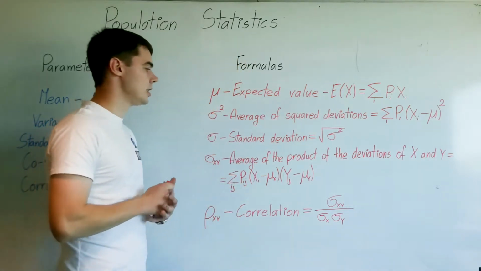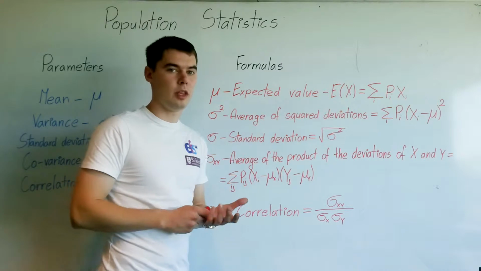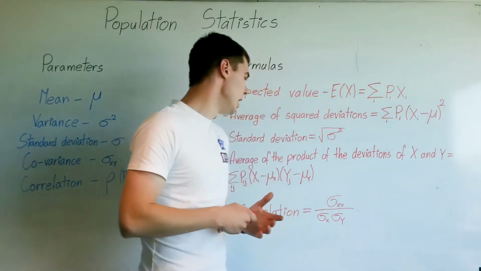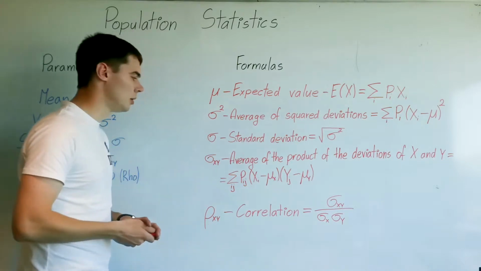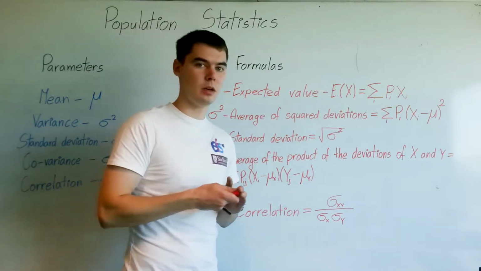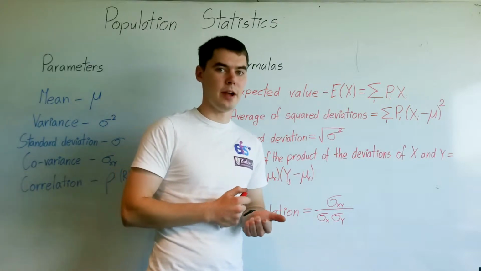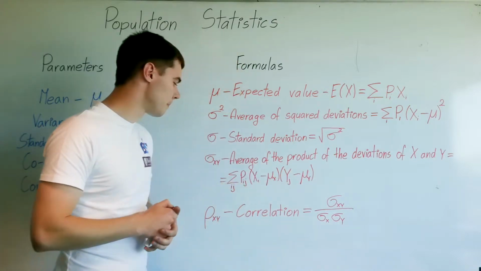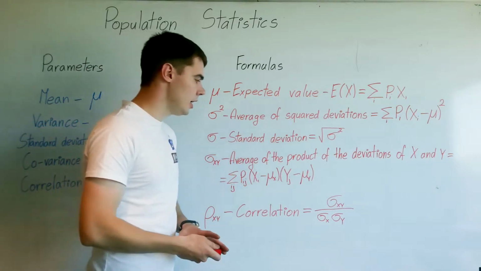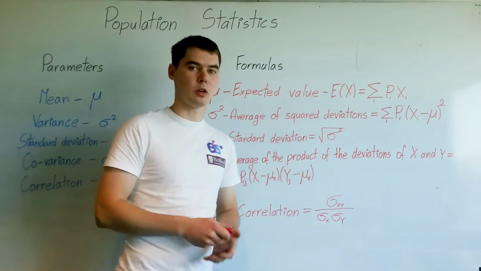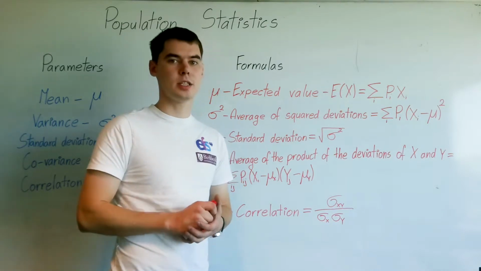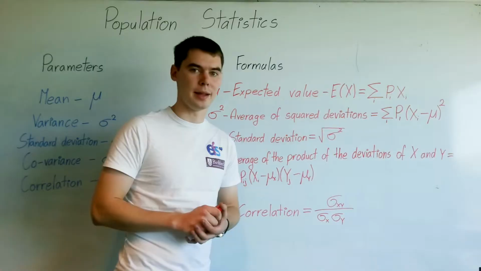The covariance is average of the product of the deviations of x and y, or whatever you are measuring, and it is equal to total sum of probabilities times x values minus mean of x times y values minus mean of y. And finally, correlation of x and y is equal to covariance of x and y divided by standard deviation of x times standard deviation of y.